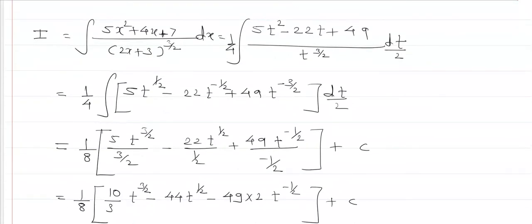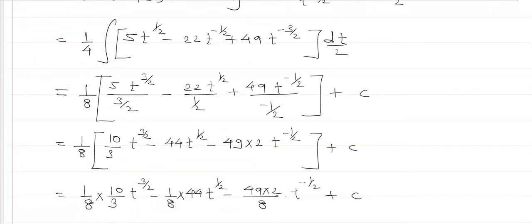Now the integration is 5 t raised to 3 by 2 upon 3 by 2, minus 1 upon 2 plus 1. That is t raised to minus 1 upon 2 plus 1, which means 1 upon 2, upon 1 upon 2. And t raised to minus 3 by 2 plus 1 means t raised to minus 1 upon 2, upon minus 1 upon 2, plus c. Now simplify this. This is 1 upon 8, this is 10 upon 3 t raised to 3 by 2, minus 44 t raised to 1 upon 2, minus 49 into 2 t raised to minus 1 upon 2, plus c.